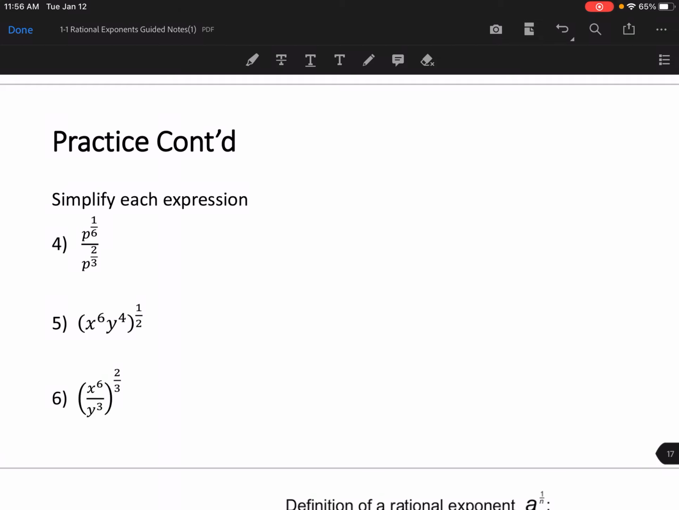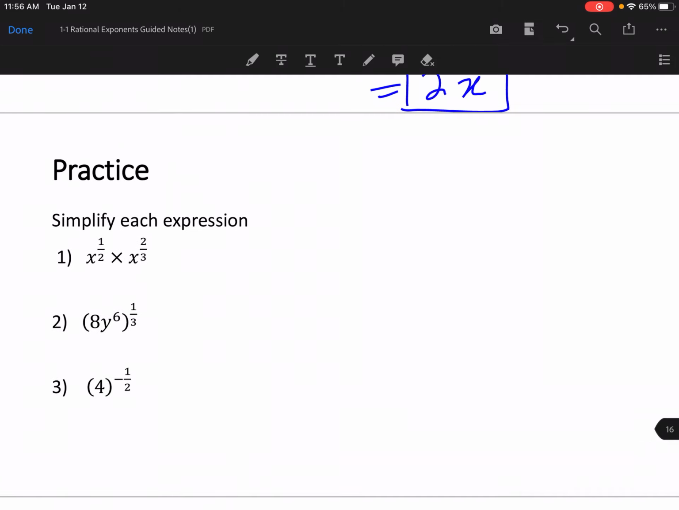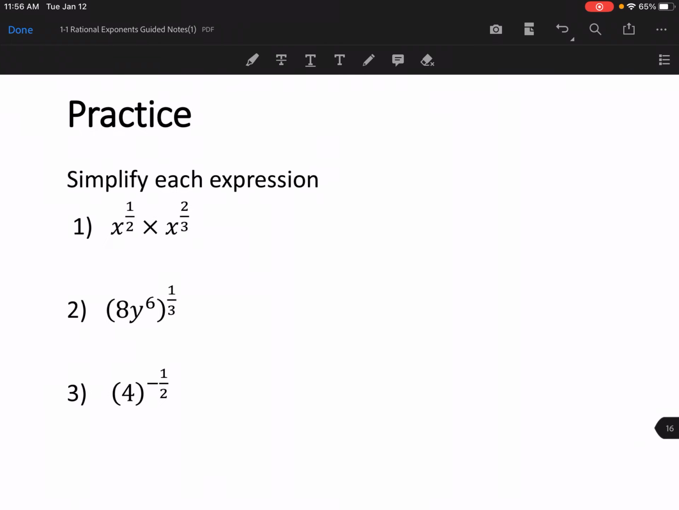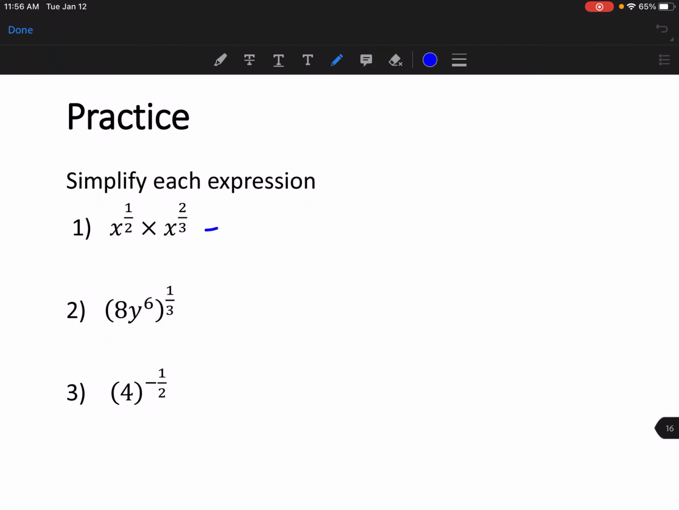All right guys, let's look at this. The first one, if I have x to the 1/2 times x to the 2/3, as we looked at earlier, when you multiply two equal bases, then we can add their exponents. So this is x to the 1/2 plus 2/3. Then we need to add 1/2 plus 2/3.